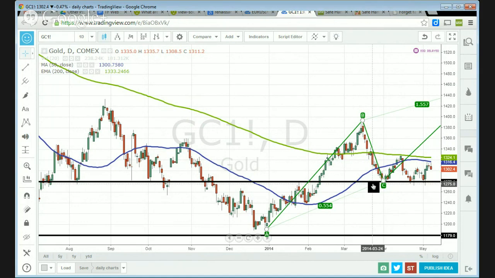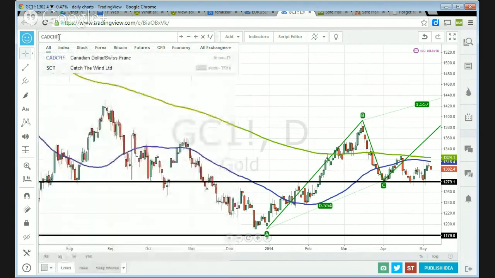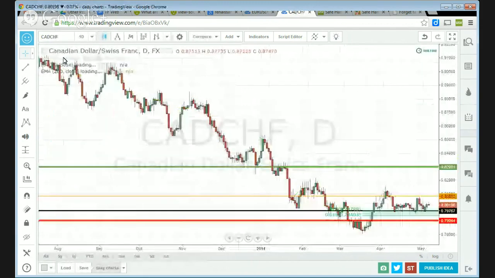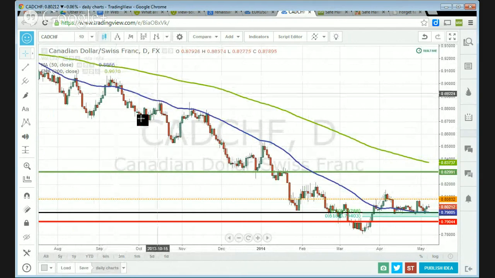Now, in terms of the trades I have on at the moment, let me just pull up my account here real quick. Okay, it starts with Canada Swiss. These charts are from tradingview.com. I think they're really useful charts, allowing me to save the layouts pretty easily. I really like the way they look, and they have all the indicators. They've saved me a bunch of time.